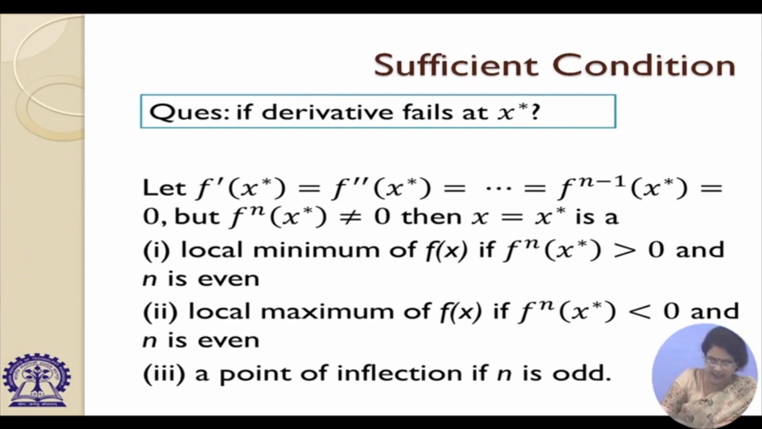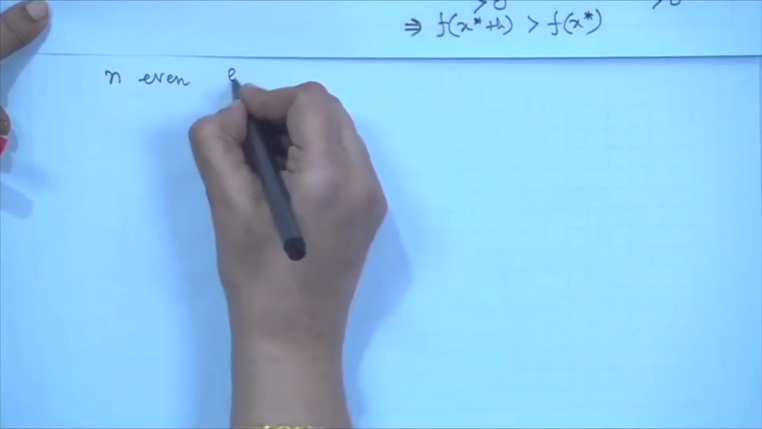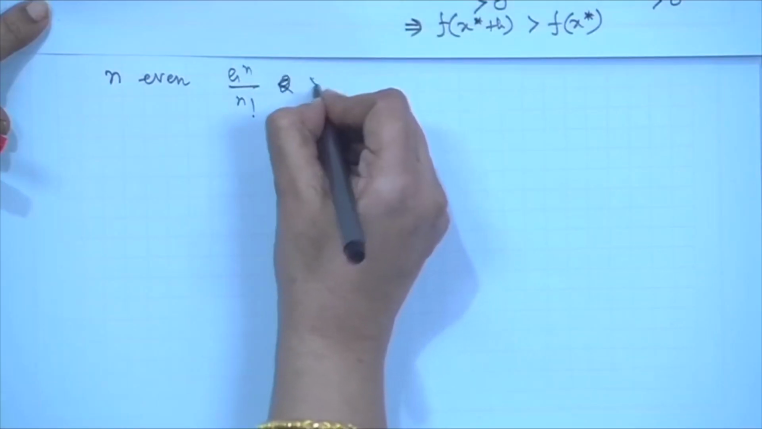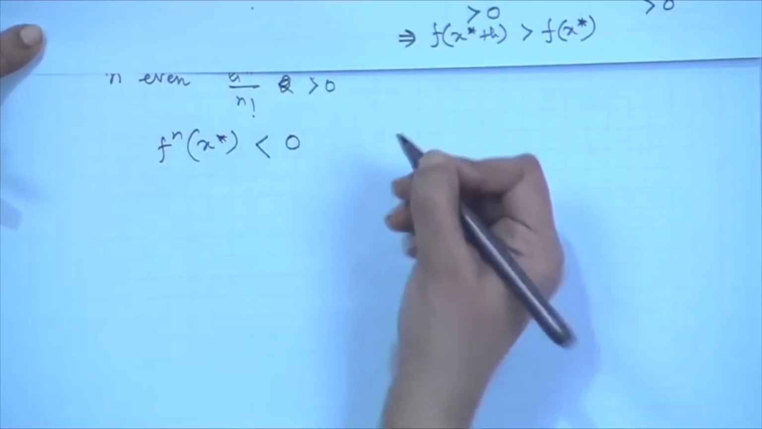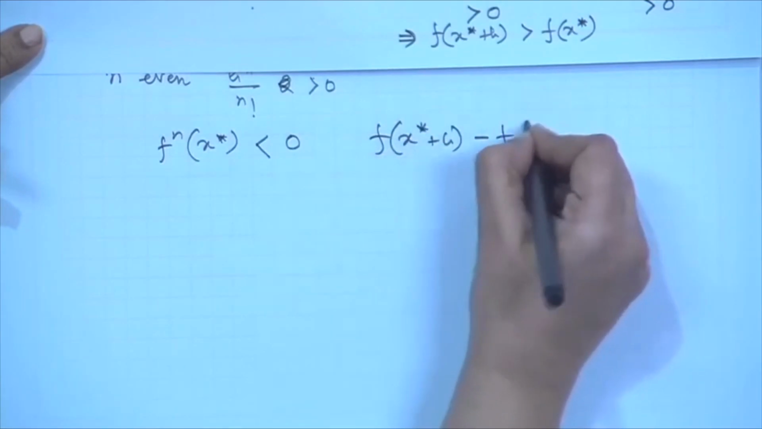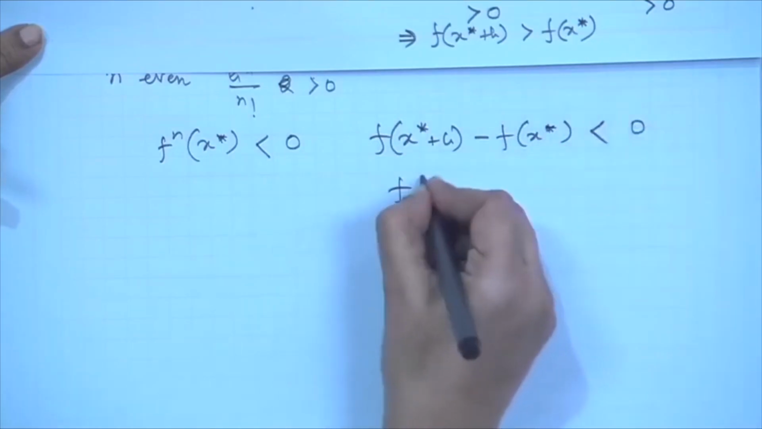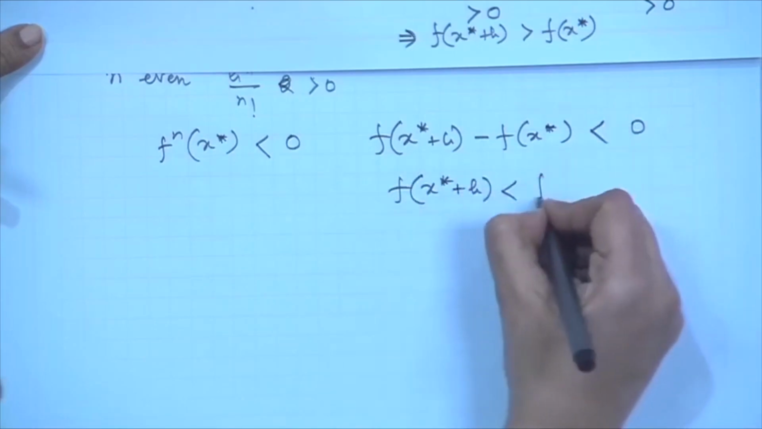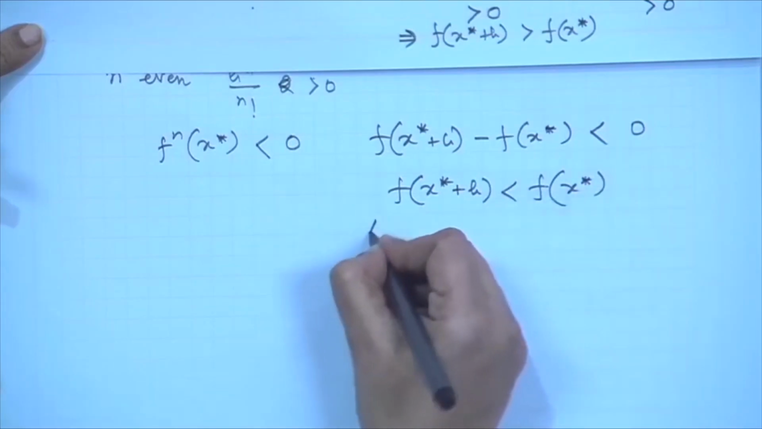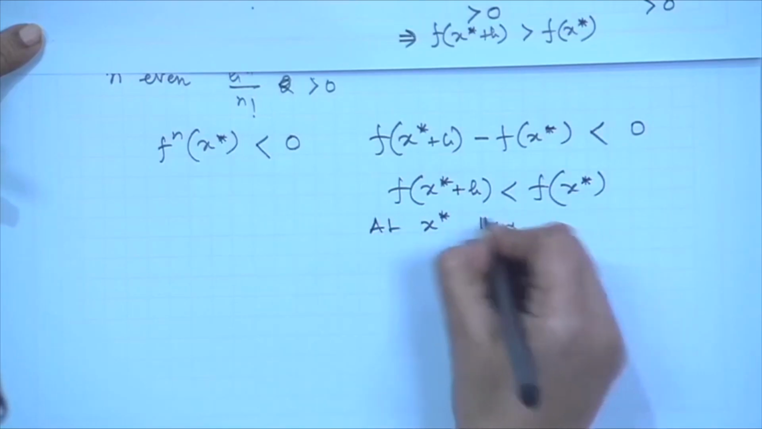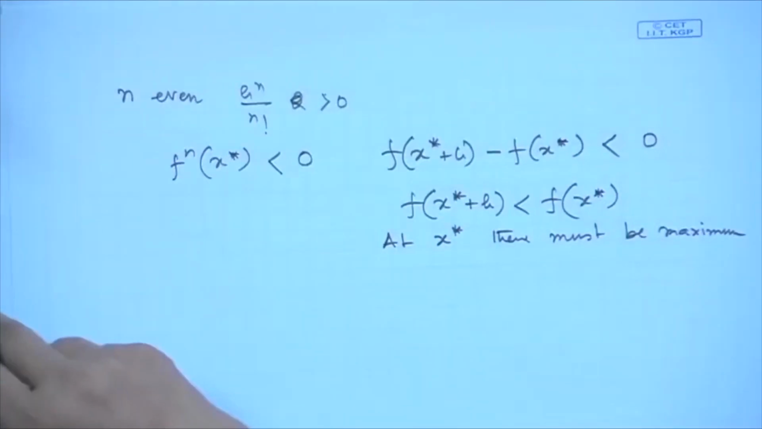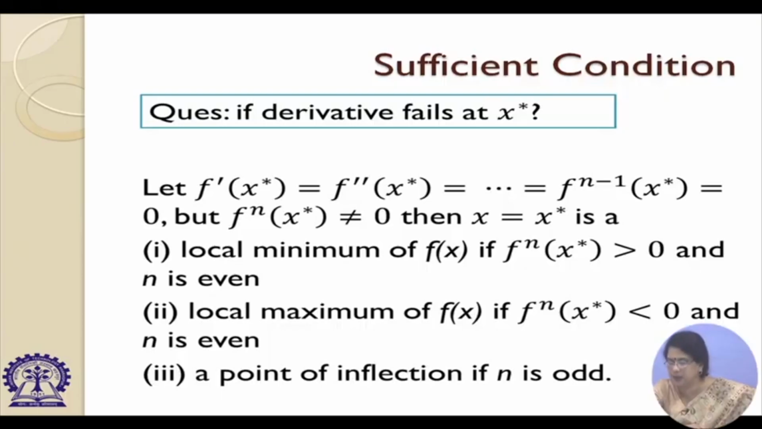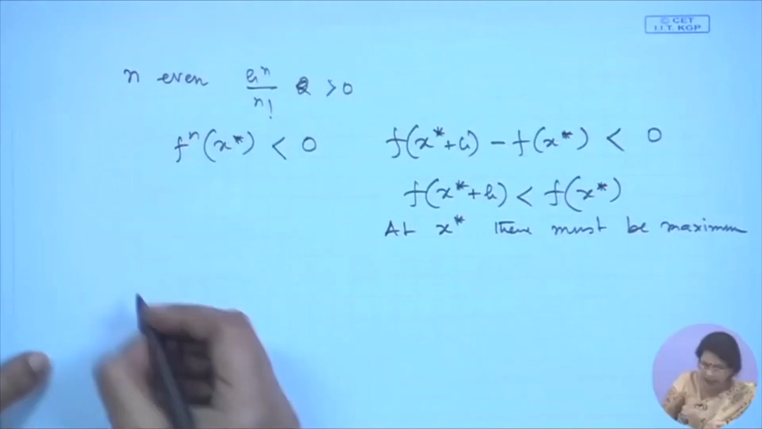Let us see the reverse case. When n is even, h to the power n by n factorial is also positive. Then if f n x star is negative, then certainly f x star plus h minus f x star must be negative. What we are getting is that for any other value other than x star, we are having a lesser functional value. From there we can conclude that at x star there must be a maximum. This way we reach the second condition of the sufficient condition: we are having the local maximum of f x if f n x star is less than 0 and n is even. Now, what will happen if n is odd?